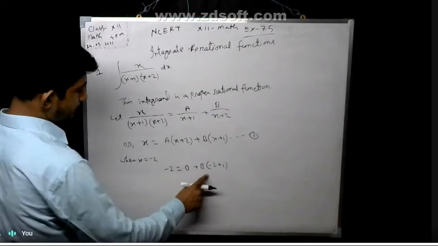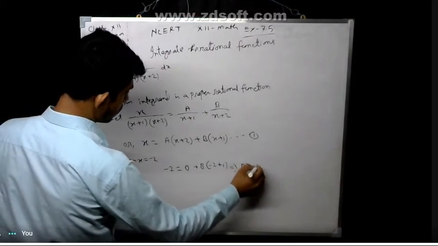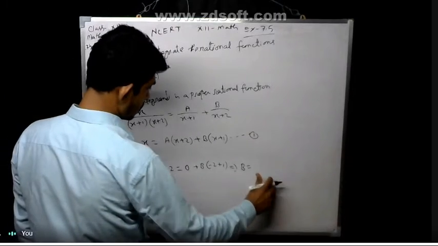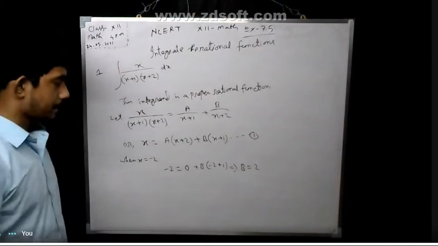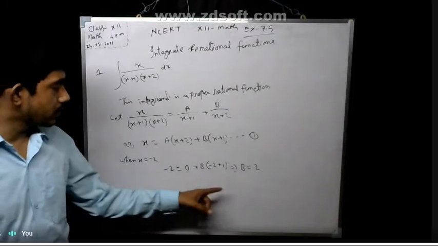So here minus b equals minus 2, that's why b equals 2. Am I right? Yes, sir. Minus b equals minus 2, so b equals 2.